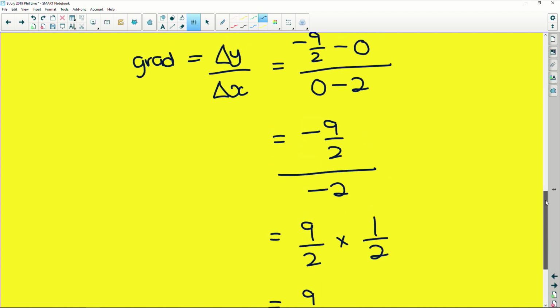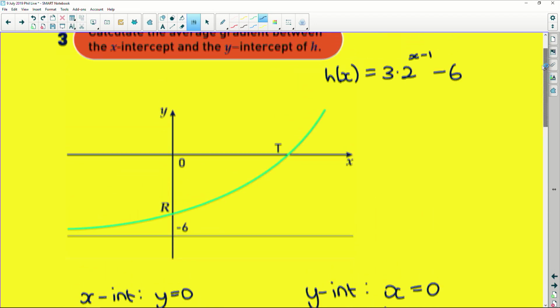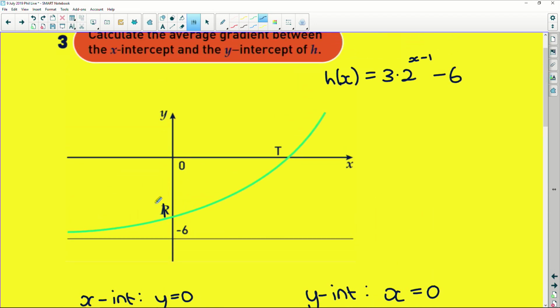And that is the average gradient. If we were to join these intercepts here, this is meant to be P, we would get that line there. The gradient over there is 9 over 4. And that makes sense because it is a positive gradient. It's going positive, and it is quite small. It's got a very non-steep gradient on that line.